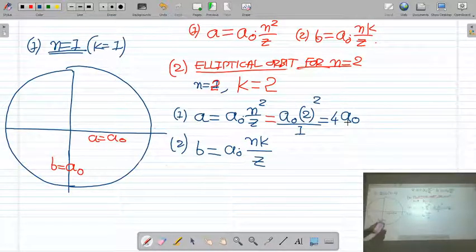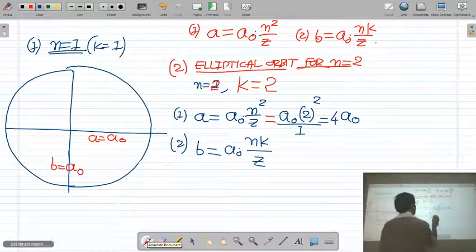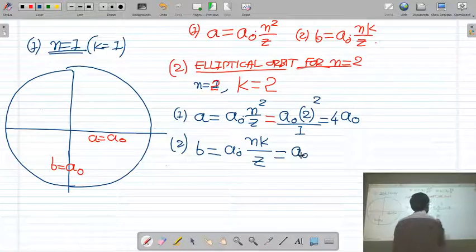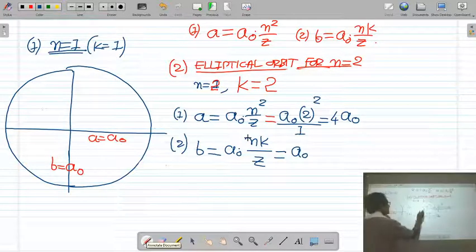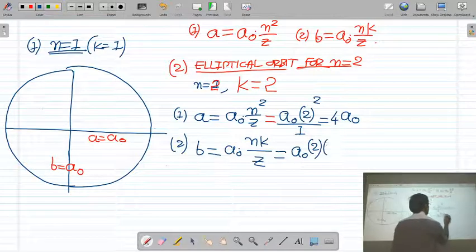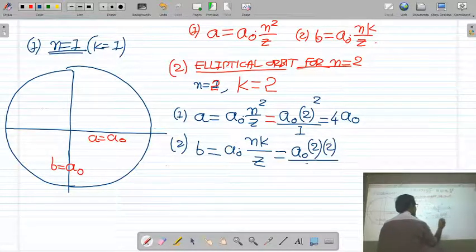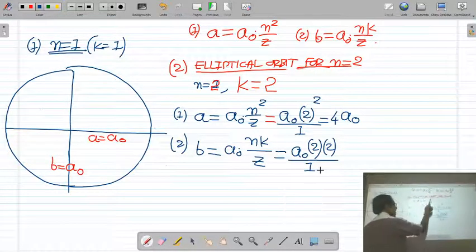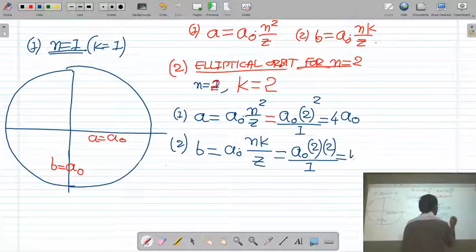Next, the semi-minor axis b of the ellipse is a0 n k by z. It is equal to a0, n is 2, k is also 2, and z is 1. So again I get 4a0.